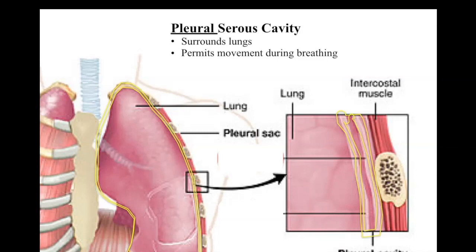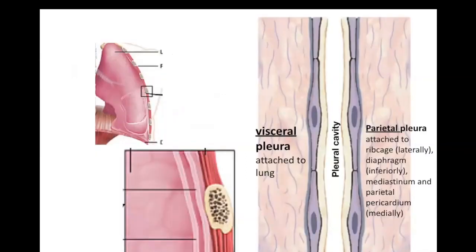So here's that same close-up. Here's the visceral pleura attached to lung tissue. It goes all the way around and becomes the parietal pleura, which is going to be attached to the rib cage over here, your diaphragm over here, your heart over here, and your mediastinum over here. So the parietal pleura is just going to be attached to whatever is adjacent to it.